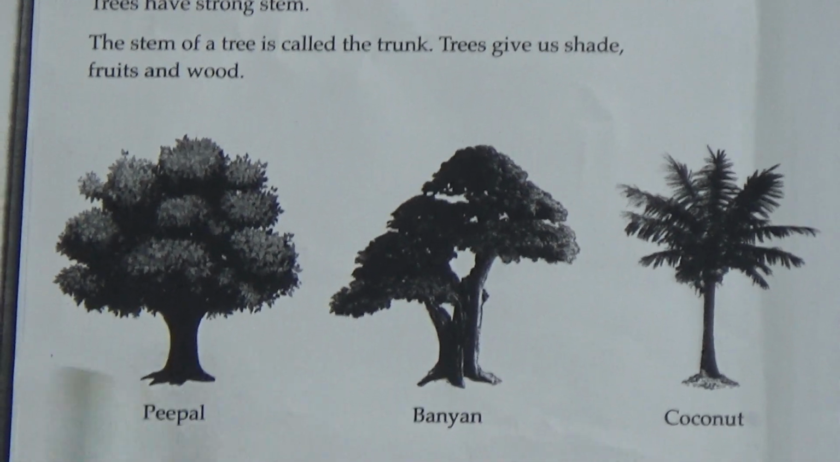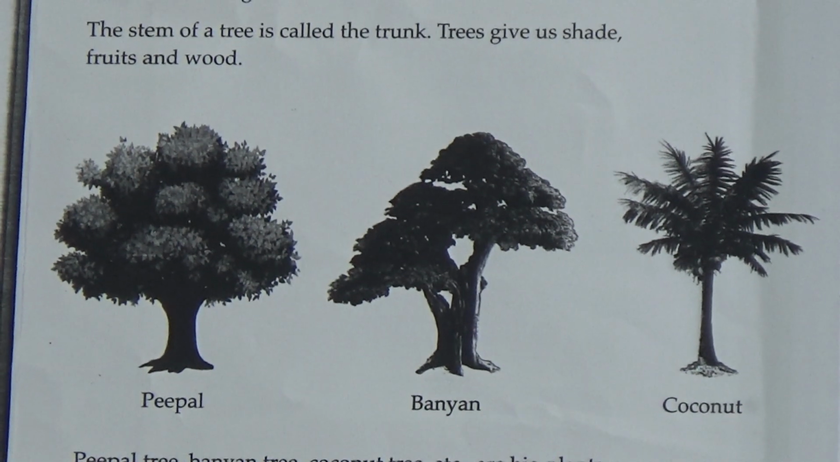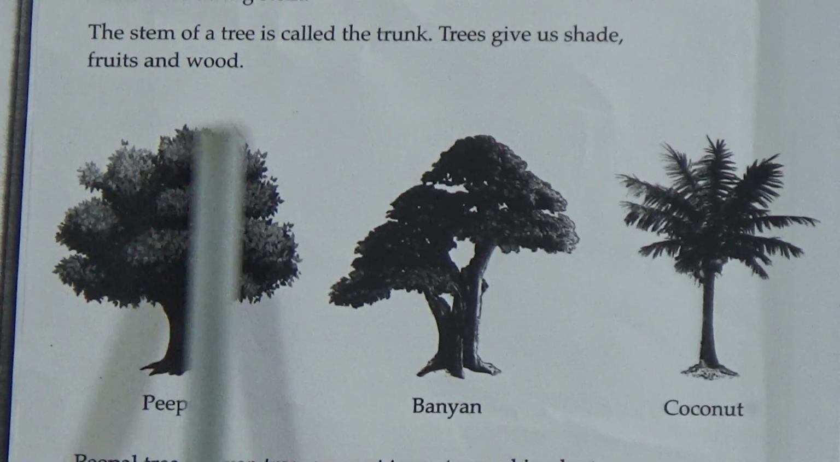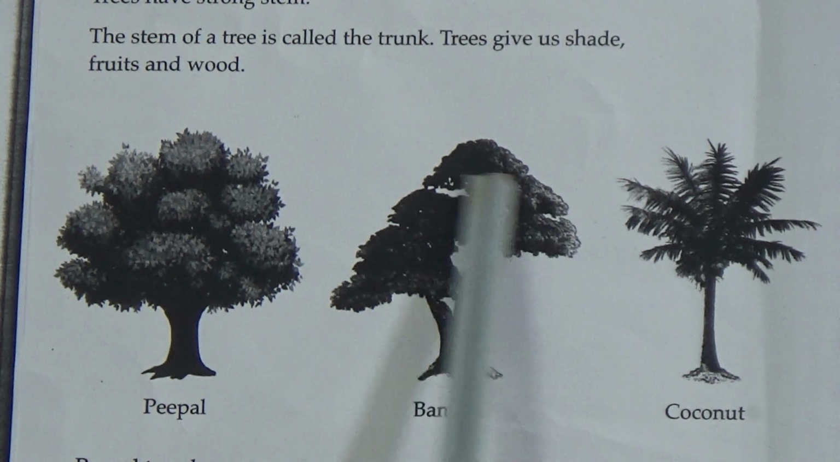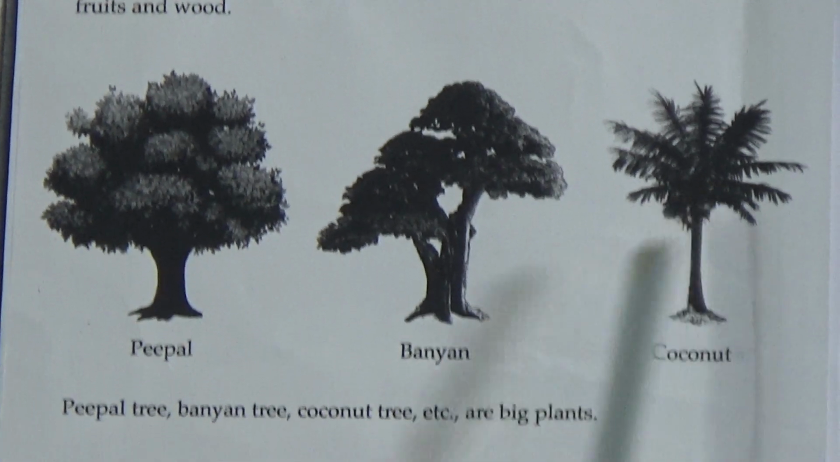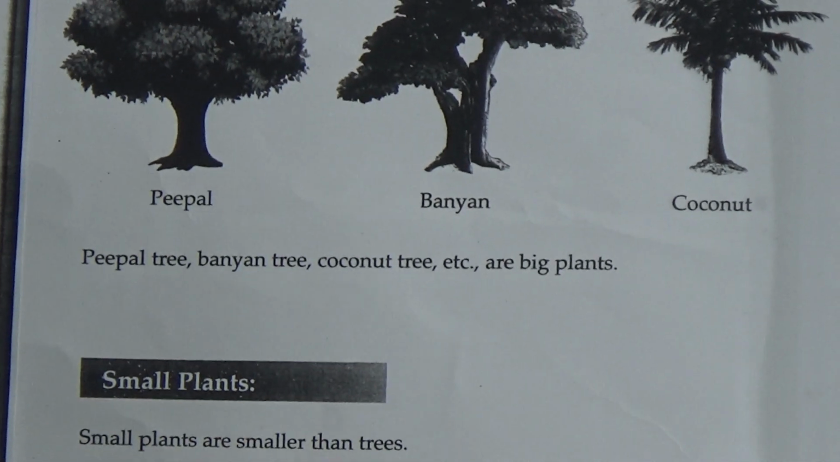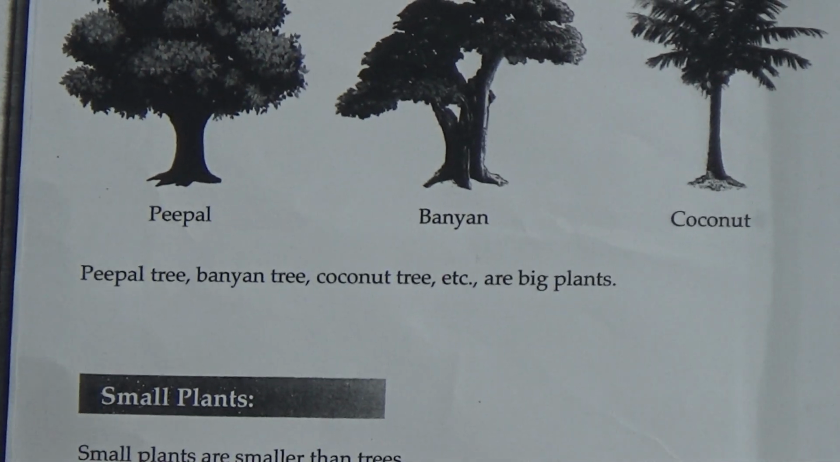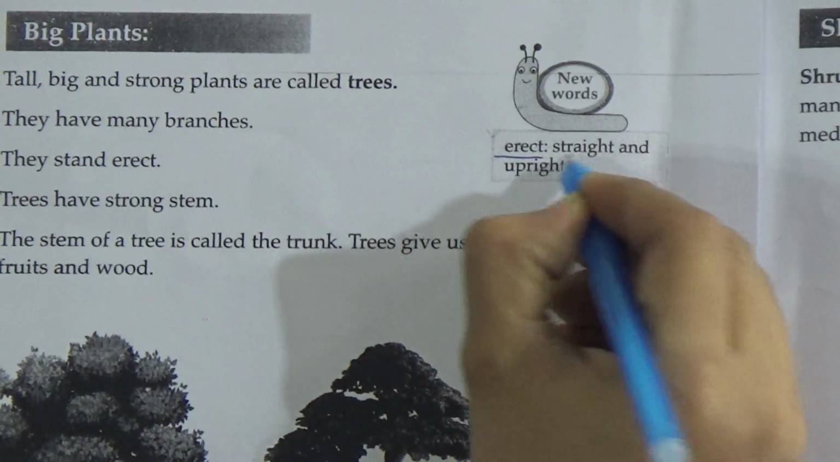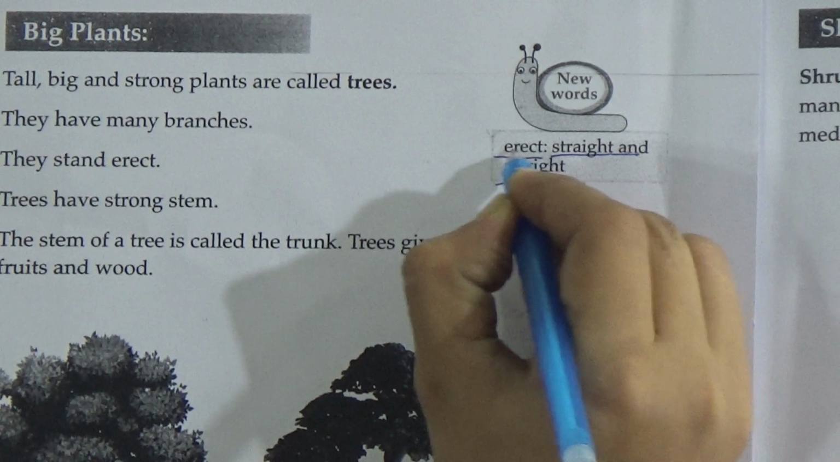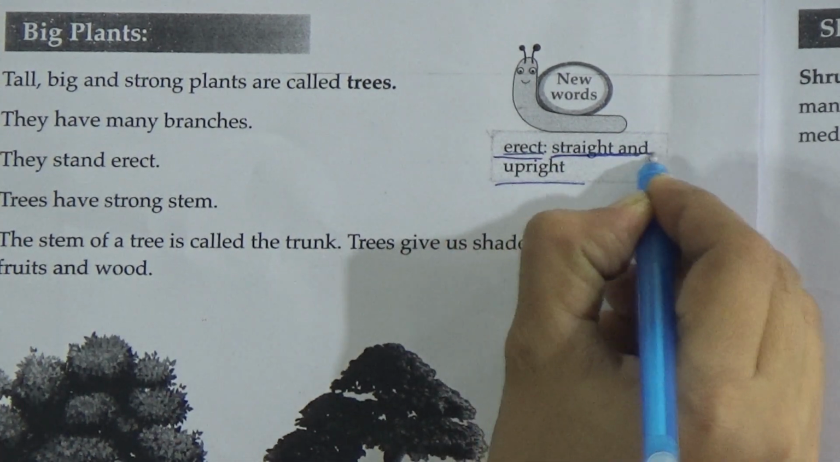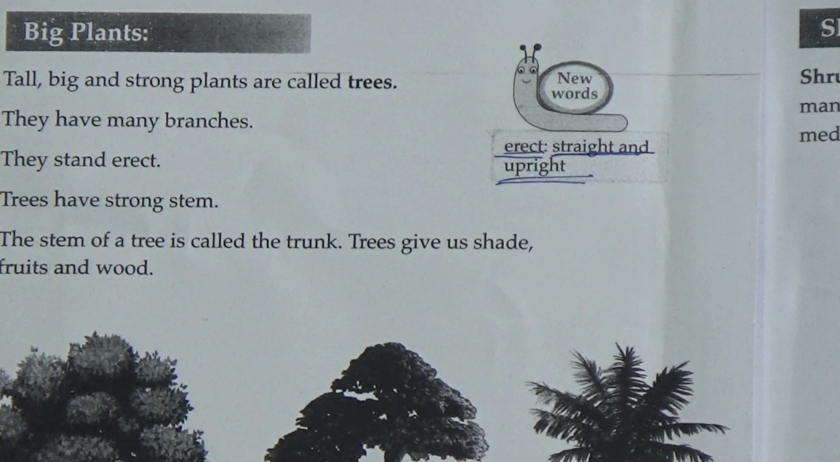Now, examples of the trees are peepal tree. This is the peepal tree. Banyan tree, we call them banyan tree, and coconut tree, etc. are the big plants. Now, here we also learn one new word, erect. Erect means straight and upright. So, new word erect means straight and upright.